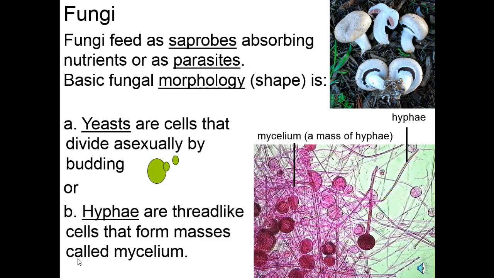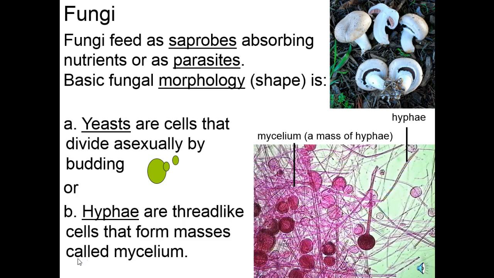Morphology is the shape, and there are yeasts, so that's kind of morphology. And they're just cells that divide asexually by budding. Think of baker's yeast for making bread or brewing alcohol.